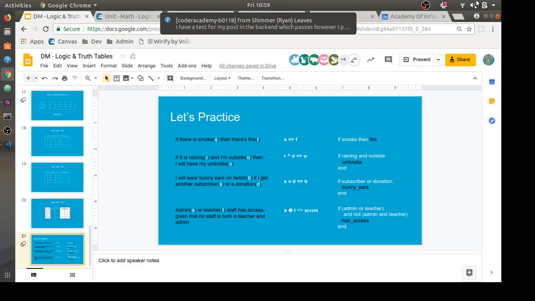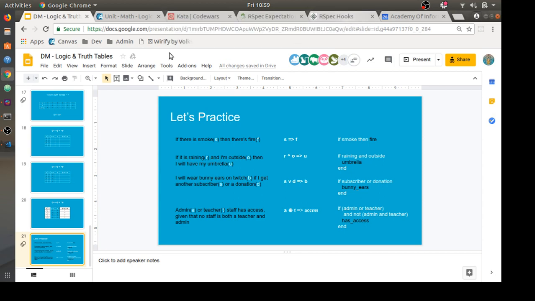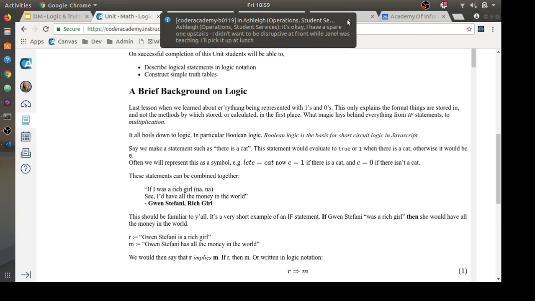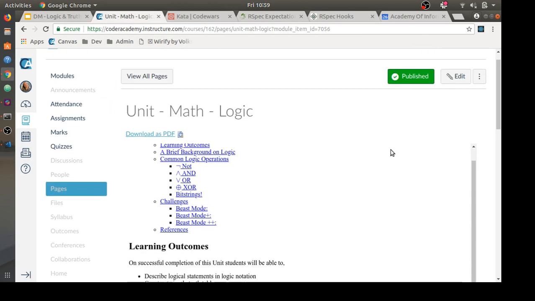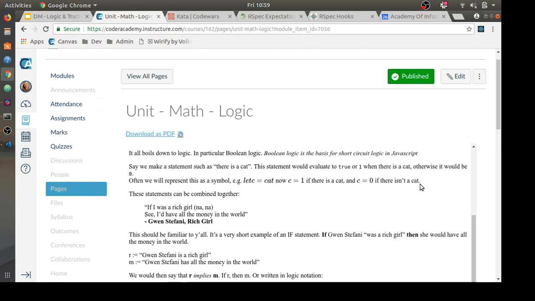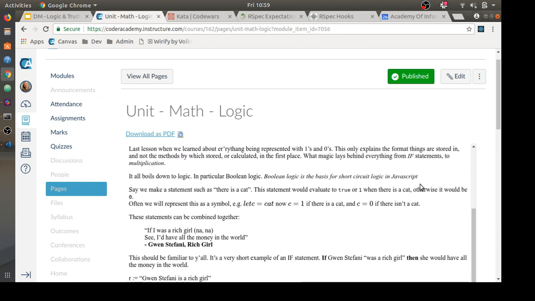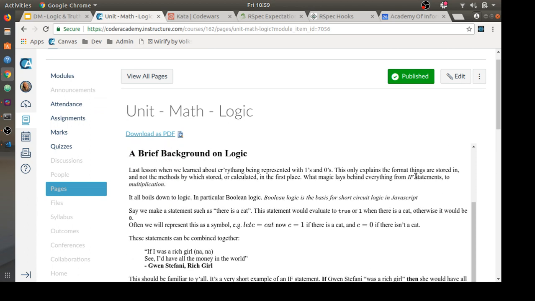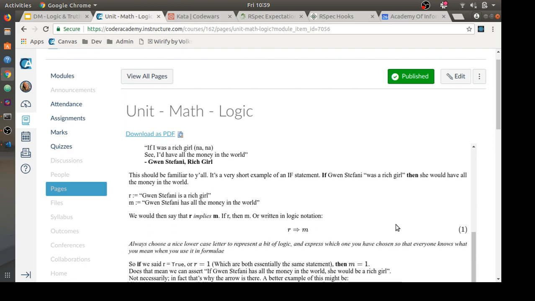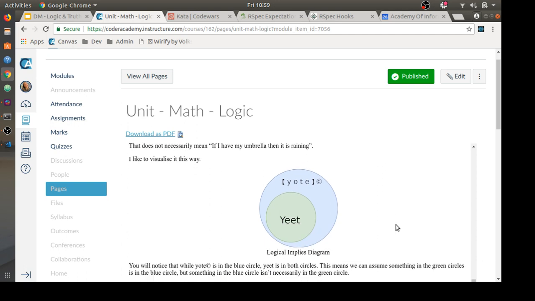All right. So there is some Canvas content. And I did look through it this time to make sure there weren't mistakes. There's some really interesting examples in here. Great pop culture. Oh my gosh. I read through it. I was like, okay. Don't know if I would have chosen those exactly, but that's all right.